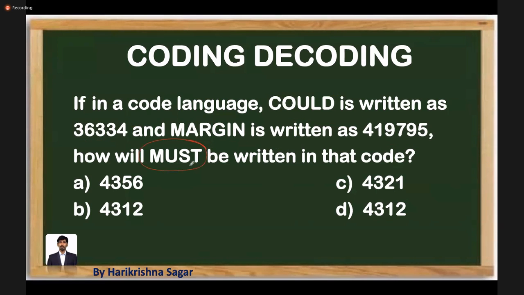Then how is the word MUST coded? M is the 13th alphabet, it must be 4. U is the 21st alphabet, it must be 3. S is the 19th alphabet, it must be 1. T is the 20th alphabet, it must be 2. The answer choice must be 4, 3, 1, 2, which is available as option D. Option B is also given in the same pattern. You can mark it as the answer choice.